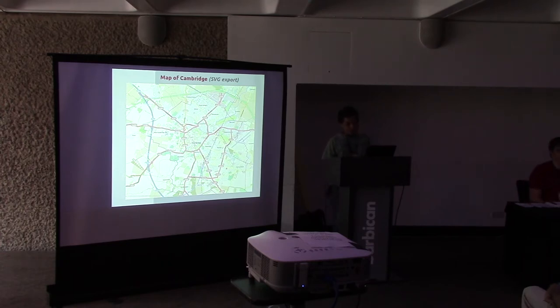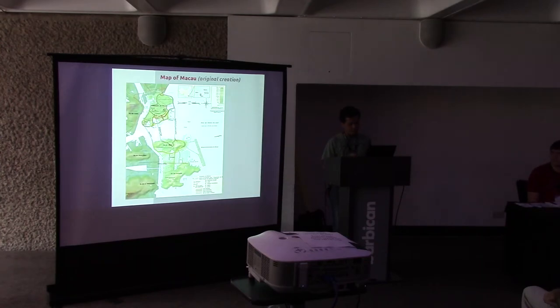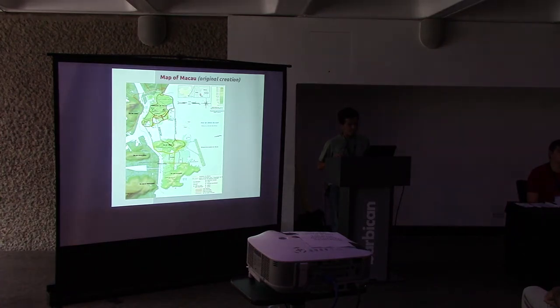But if you're more adventurous, you can actually get the actual data behind OpenStreetMap and create your own maps from scratch. For example, here's the Kiev map of the West End part of Washington, D.C. What the contributor did was get the data from OpenStreetMap and create his own map using that data. Another example, here's a map of Macau. The coastlines and the transportation roads were all taken from OpenStreetMap.